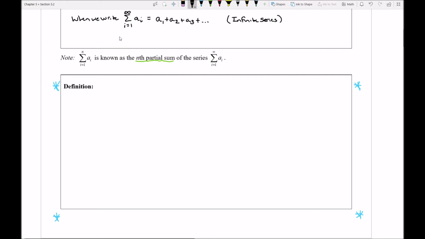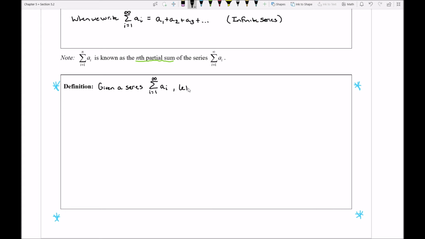So let's take a look at what we mean by saying that an infinitely long addition problem could possibly add up to a specific value. Okay, so let's start by writing this. Given a series that maybe looks like this, we'll say it's a series a sub i, starts at 1 and goes to infinity.